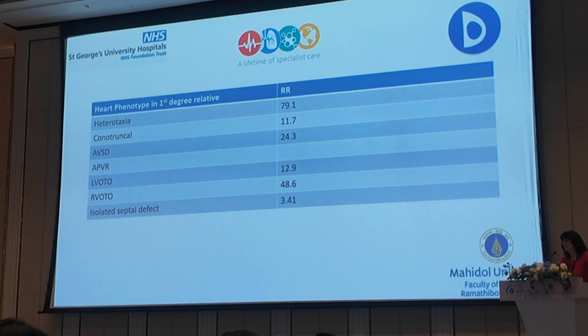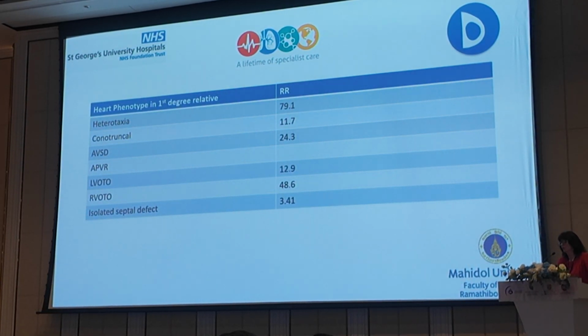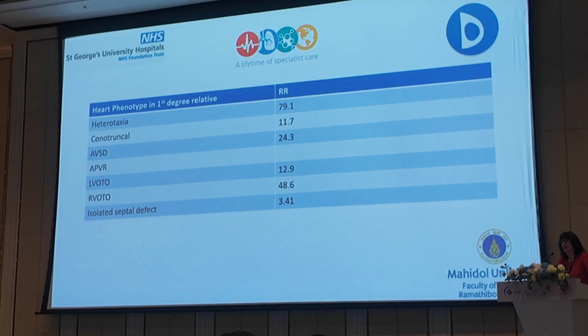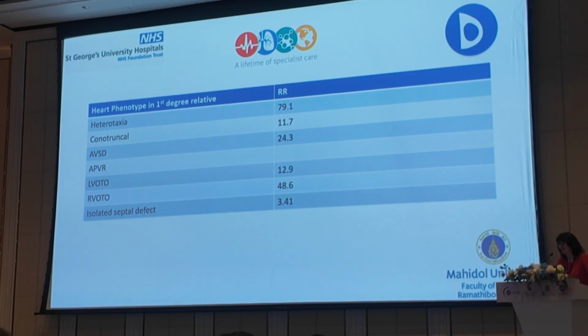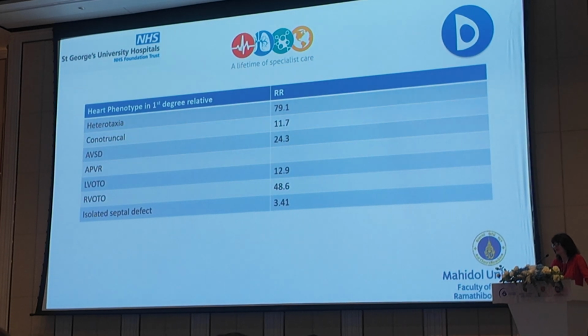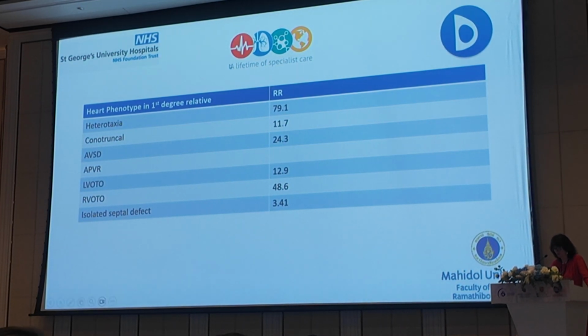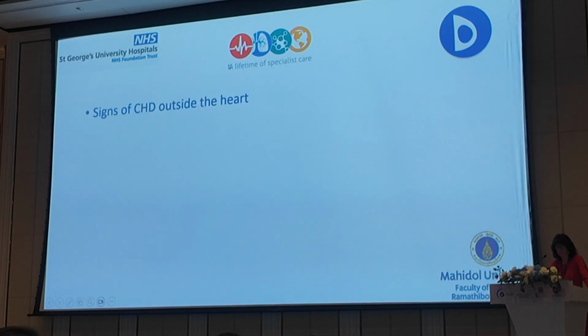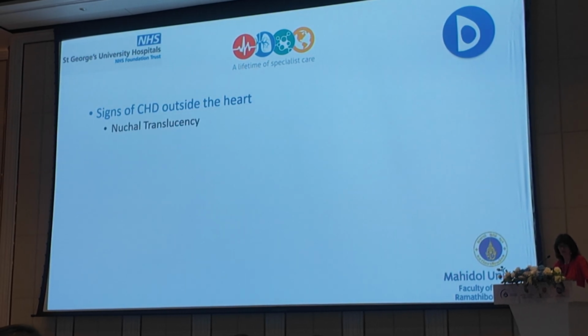Now, the more we are able to treat congenital heart disease effectively, the more people who've had congenital heart disease themselves go on to have children, and the higher the recurrence we're actually seeing. So, what signs of congenital heart disease do we see outside the heart?